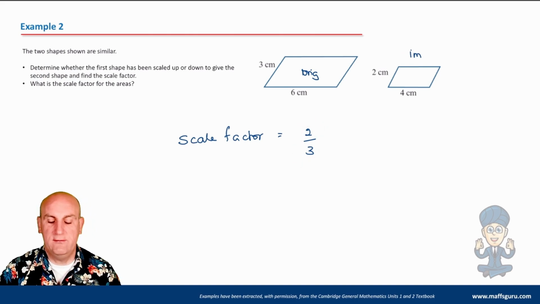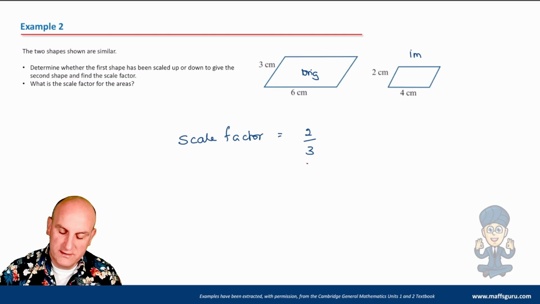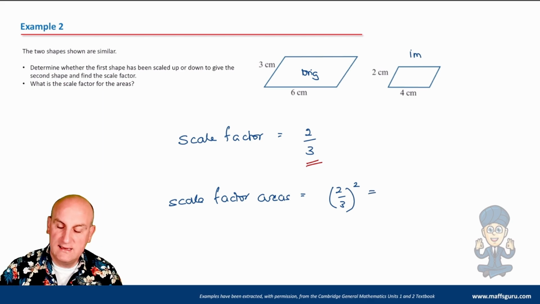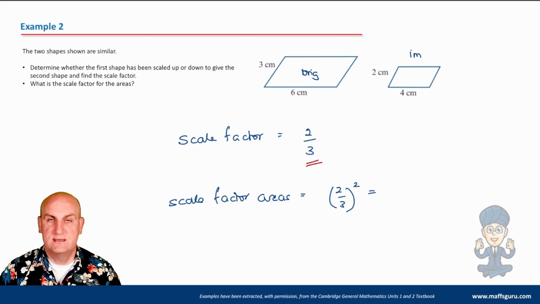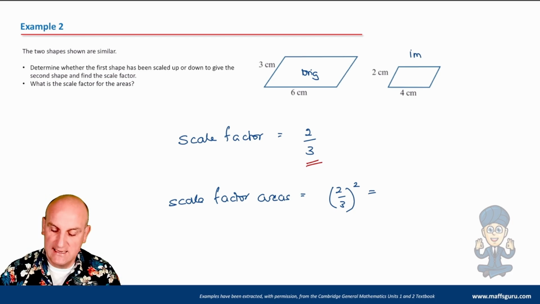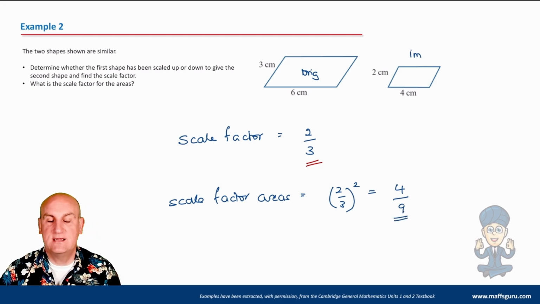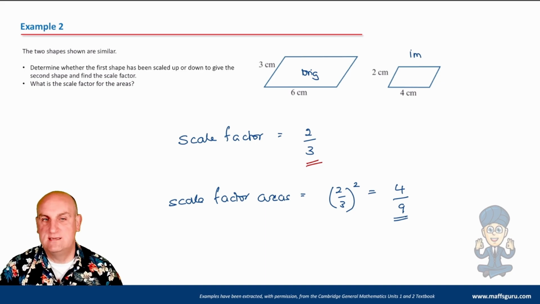What is the scale factor of the areas? Well, again, once we know the scale factor for the lengths, we simply do the scale factor for the areas is equal to the scale factor for the lengths squared. And again, you can put that into your calculator and square it. Hopefully, if your calculator's in the best mode, and that is an exact, it should come out as 4 on 9. Yeah, if your calculator comes out with 0.44444 reoccurring, again, probably not the best answer.